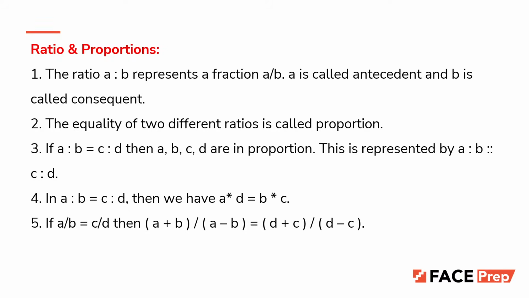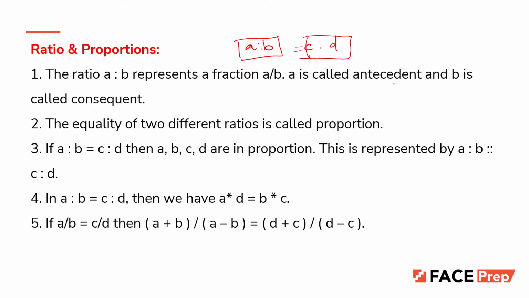So we know that ratios can also be written in the form of a fraction or a P by Q format, right? And that's called a ratio. When it comes to proportion, when I'm taking two different ratios, let's take A is to B and C is to D, and I'm equating both, that will be in the form of a proportion.